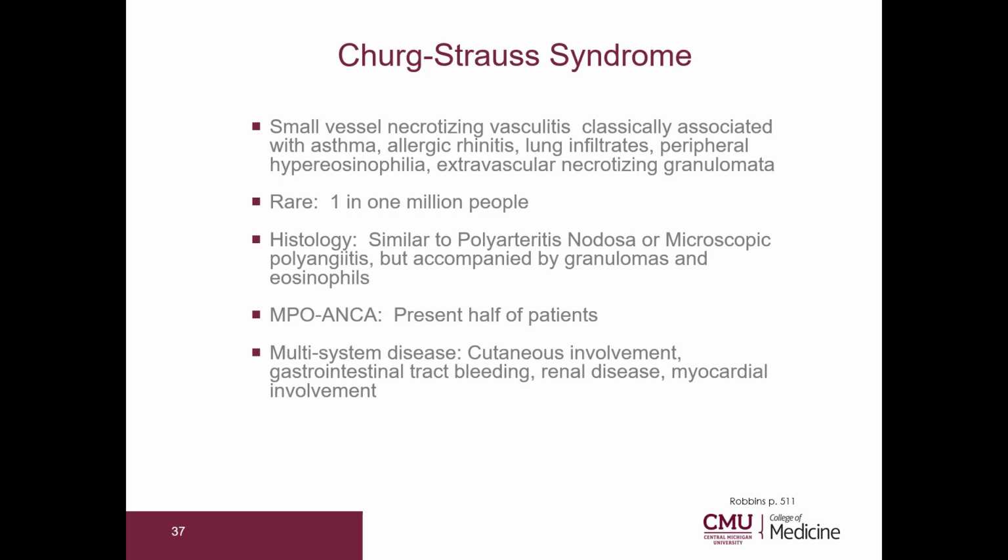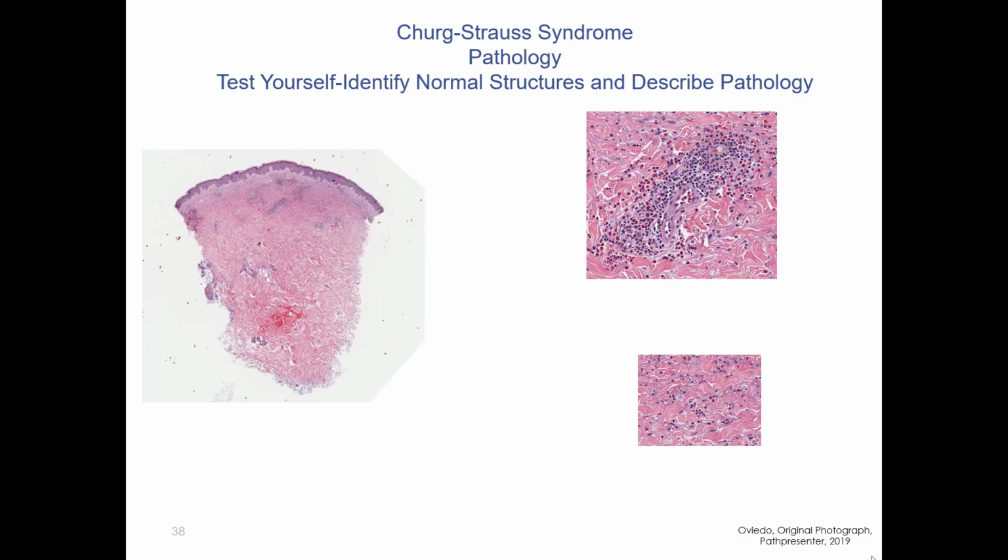MPO-ANCA is present in half of patients. This is a multisystem disease with cutaneous involvement, gastrointestinal tract bleeding, renal disease, and myocardial involvement. Here is the pathology of Churg-Strauss. Go ahead and describe the slides. The answer will be on the next slide.